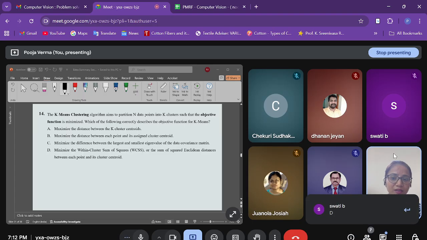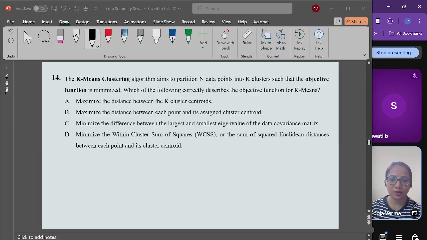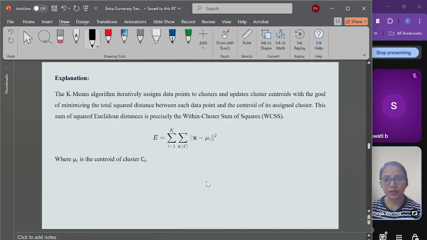Okay, option D. Yeah, you are correct. In k-means clustering, what are we doing? We are minimizing the within-cluster sum of squares, or within-cluster distance, by including the distance between each point and the centroid, right? So here the detailed explanation of the solution is added.